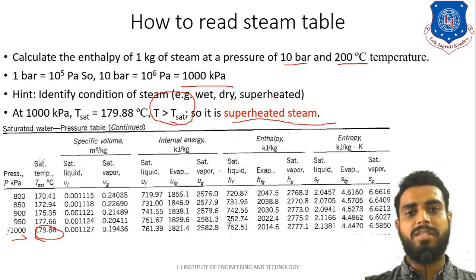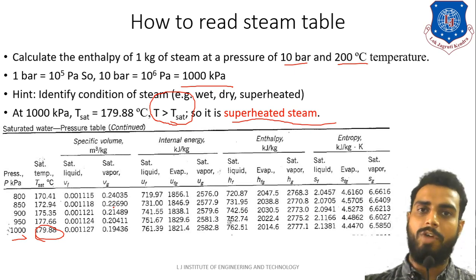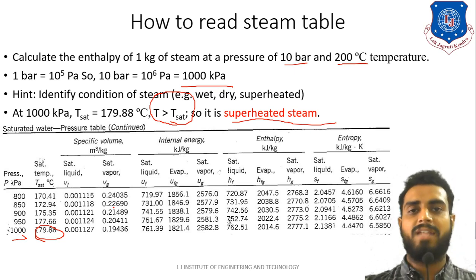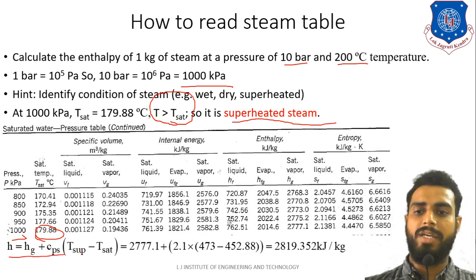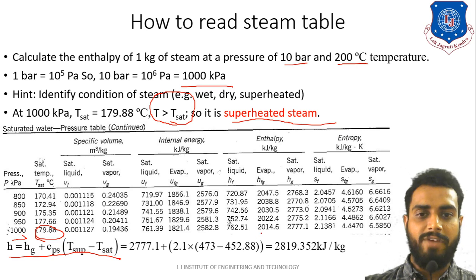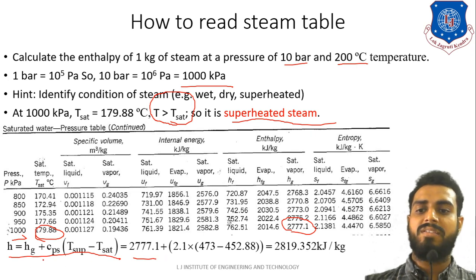Okay, so this is the superheated steam. For superheated steam, what is the equation of enthalpy? Simple, H superheated is equal to Hg plus Cps times (T superheated minus T saturated), right? That is what I have written over here in this equation. Hg at 1000 kilopascal is 2777.1. So I have substituted that over here, plus Cps.